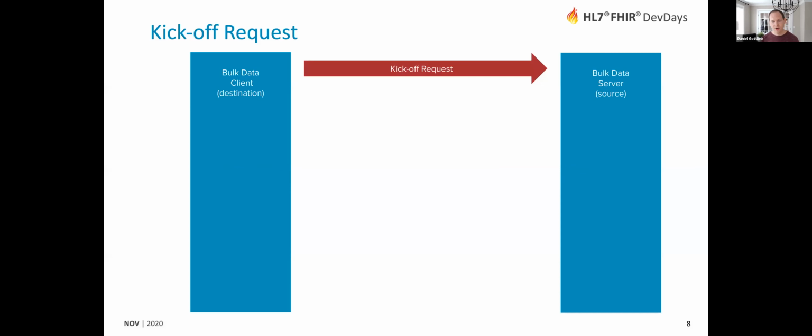So, even though we're saying client, probably this is maybe a nightly cron job that runs on a server and pulls down all the data that's been updated since the last day. That's a very common pattern for pulling down population level data. And then on the right, we have the bulk data server. So this might be an EHR system. It might be a payor organization that has claims data, or it might be even a data warehouse, care management system, lots of systems that are serving as bulk data servers.